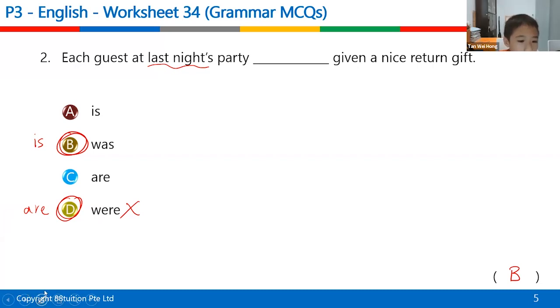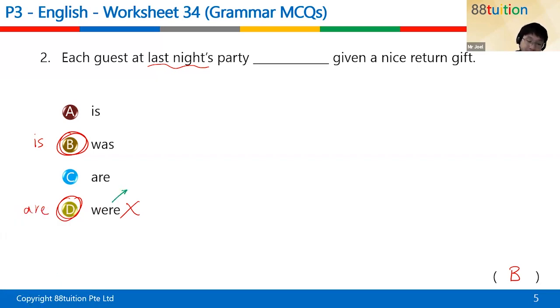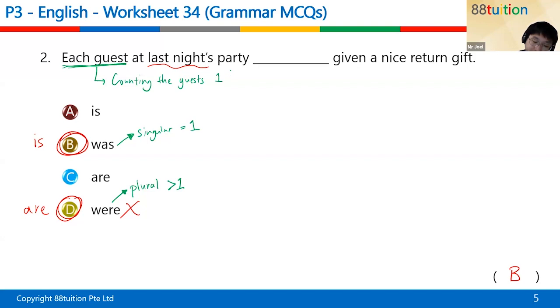It's because were is the past tense of are. Very good. And are is only for what, one person or many persons? Many, very good. So it's for more than one, whereas was is singular, only for one. So over here, when we say each guest, I think those of you who got this wrong picked D. When we say each guest, we are counting the guests one by one. Think about it this way. That's why each guest over here, we are looking at it in a singular way, and that's where the misunderstanding might have happened.